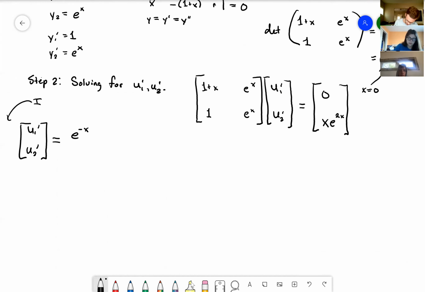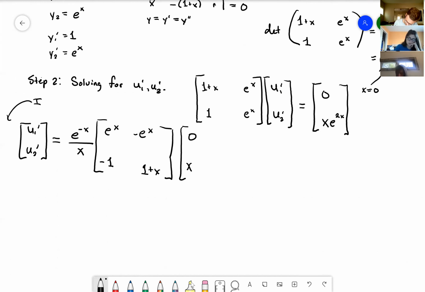So dividing by the e to the x, I'll get e to the minus x, and then I'll write an x down in the denominator, just because it looks good. Other ways we could write that. Now I'll swap the entries on the diagonal, and then I'll negate the entries on the off diagonal. And I'll multiply this by the right-hand side. And this gives us our solutions, well, our u1 and u2, the derivatives.